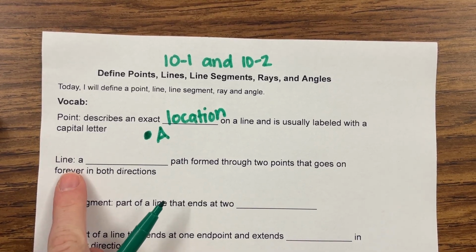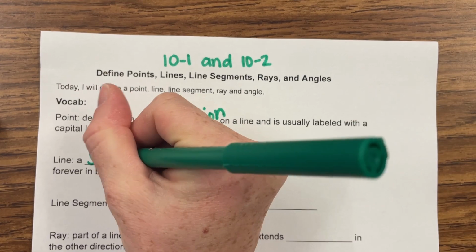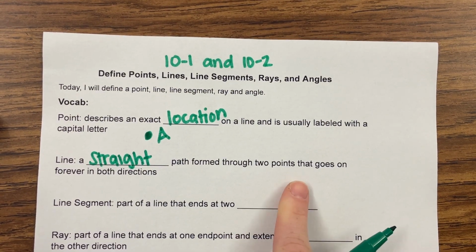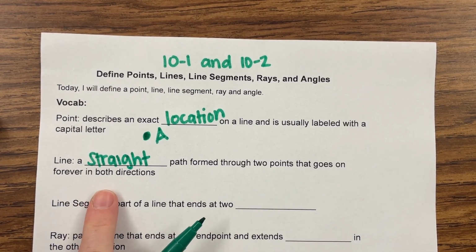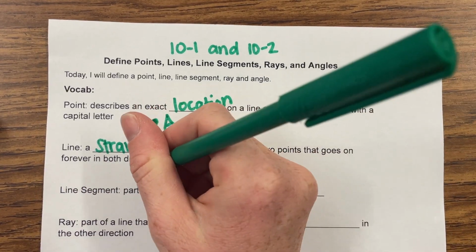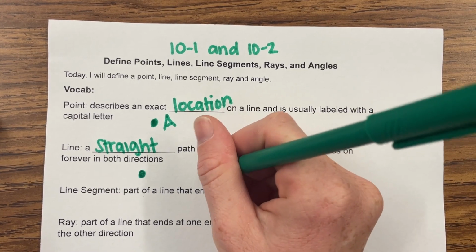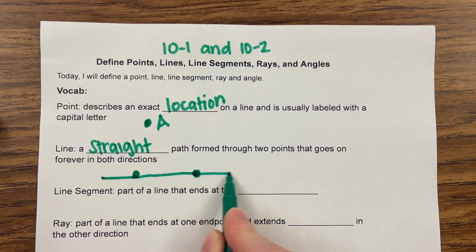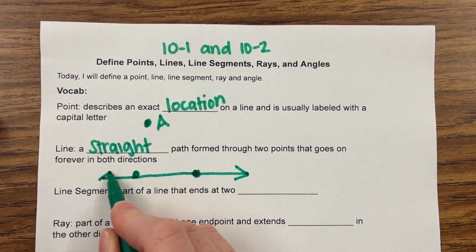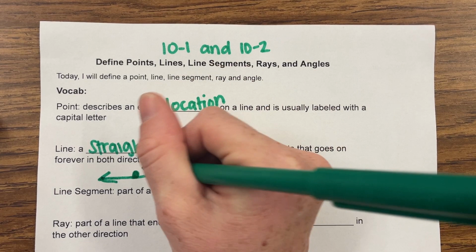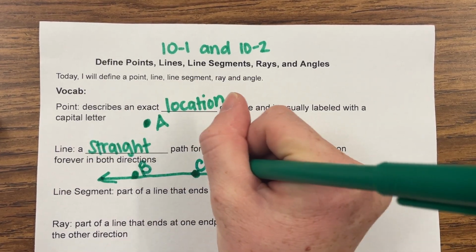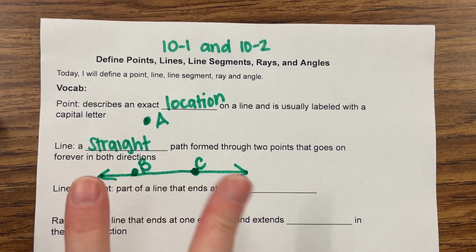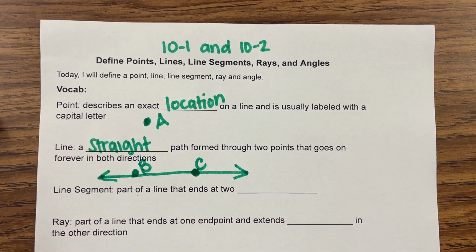A line is a straight path formed through 2 points that goes on forever in both directions. If I have a point here and a point here and a straight path that goes through those 2 points and has 2 arrows on both sides, keeps going forever, with points B and C, then that is a line.